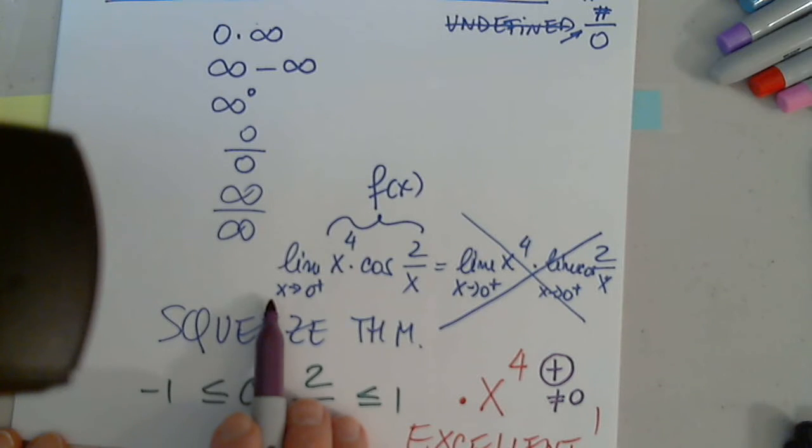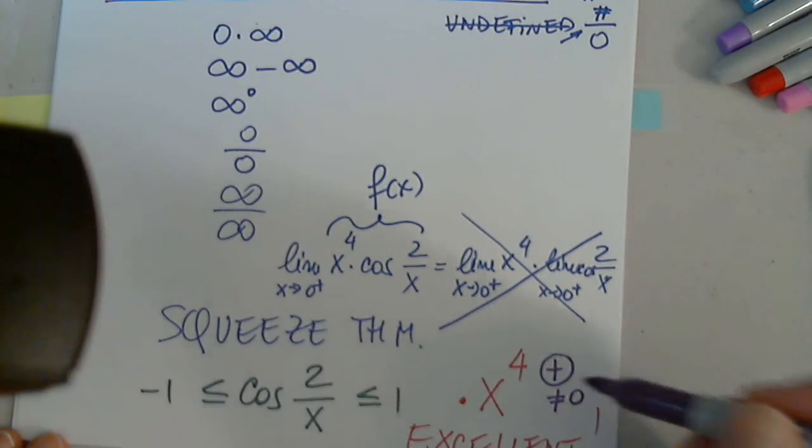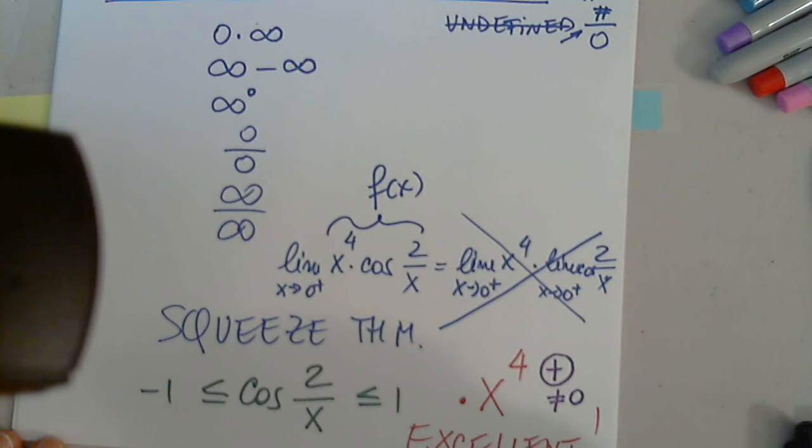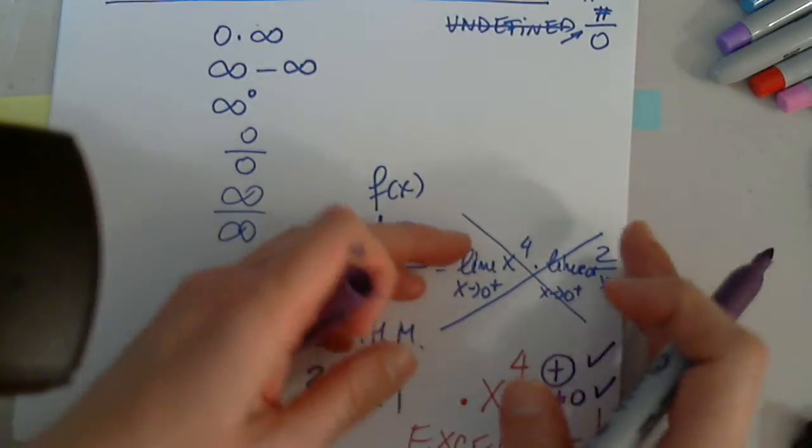So is this quantity not 0? It's not, because when x approaches 0, even from either side, it's still not 0. Is this quantity always positive? Yeah, because it's an even power. Exactly. So both conditions are fulfilled. So I'm going to go ahead.